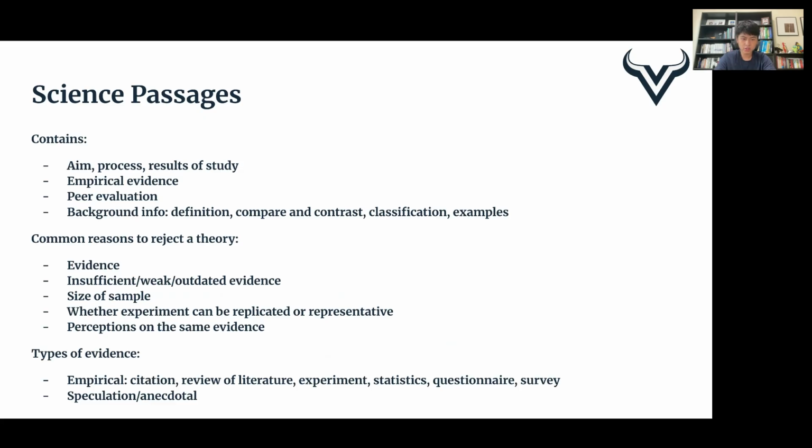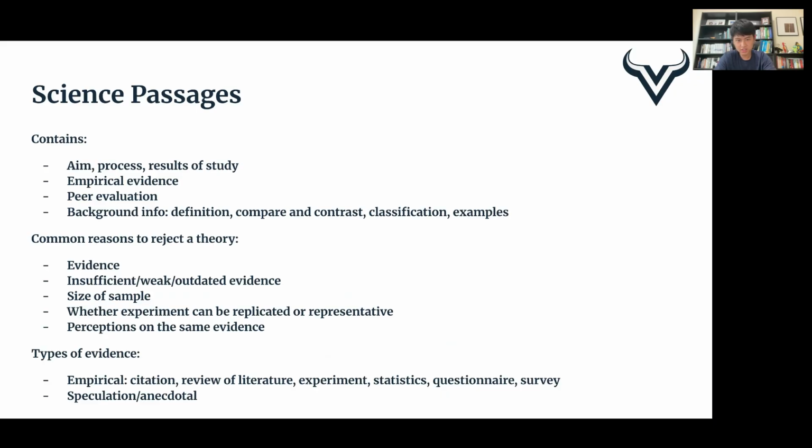Questions will often ask you to either support or reject a theory. Now, common reasons for you to reject a theory include reasons based on evidence. For example, if it's insufficient, weak, or outdated evidence. Also, the size of the sample. If the sample size is not big enough, right, then it's not convincing evidence, so you should reject the theory. Also, whether the experiment can be replicated or is representative.